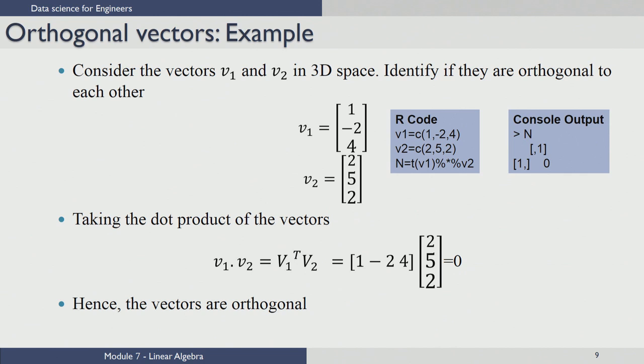Let us take an example to understand this. Let us take two vectors in 3 dimensional space. Let us say I have one vector which is (1, -2, 4), and the other vector which is (2, 5, 2). If I take a dot product between these two, which is V1 transpose V2 or V2 transpose V1, both will be the same. V1 transpose is (1, -2, 4), and this is (2, 5, 2). This will be 1 times 2 minus 5 times 2 plus 4 times 2, and you will see that goes to 0. So, we say that these two vectors are orthogonal to each other.